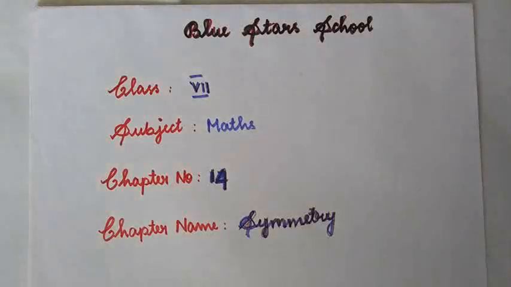Chapter name is Symmetry in 7th Maths NCERT book. Last classes we discussed exercise number 14.1 which is based on line of symmetry. Now today we are going to see exercise number 14.2 and 14.3. 14.2 is based on rotational symmetry and 14.3 is based on both line of symmetry and rotational symmetry. Let's see.